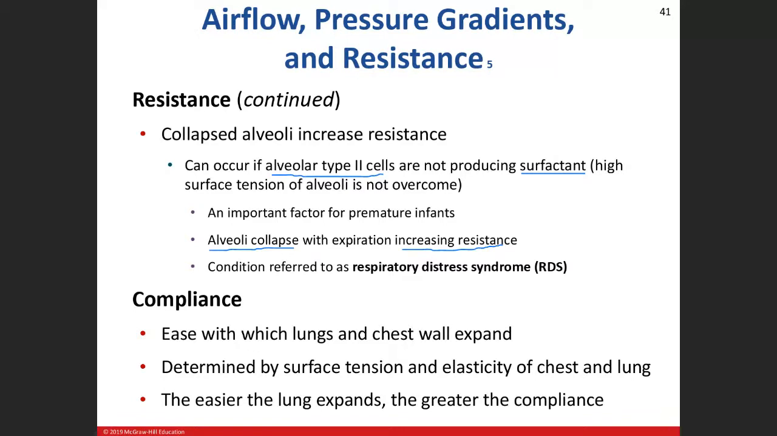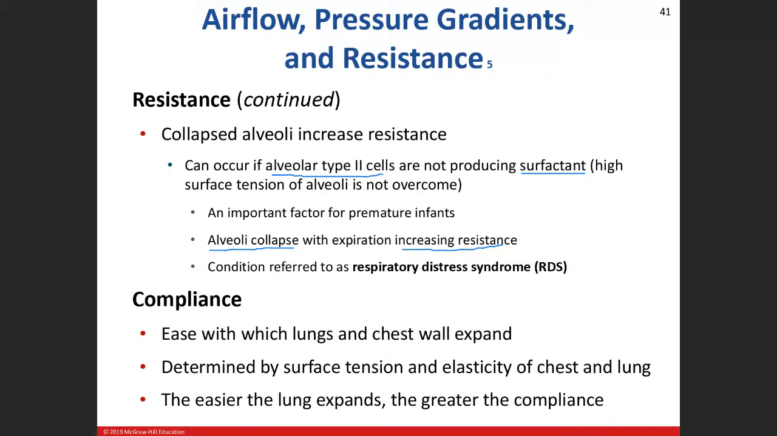Okay. So that's why it's really important to help get these cells to produce that surfactant. One way to do it is to give them steroids. Okay, that is one treatment. Doesn't mean it's necessarily going to work. It depends on how close they are to that week mark in their development, between 23 to 26 weeks.